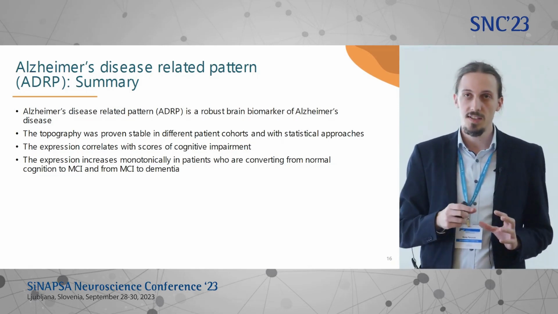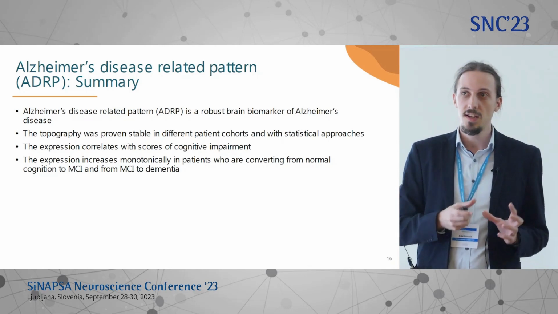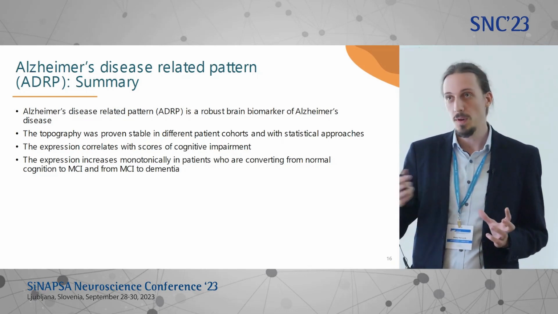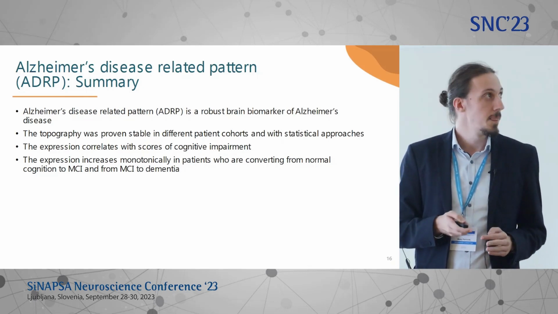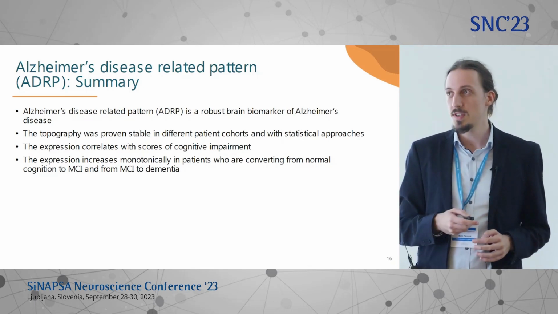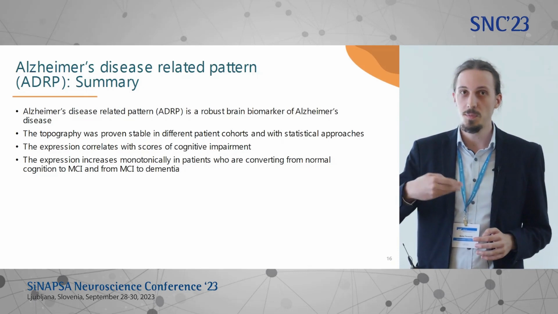What we have also seen, in a small group of patients that are converting from healthy normal to MCI, is that the increases can also already be seen there. And the pattern expression scores can be used for prognosis.